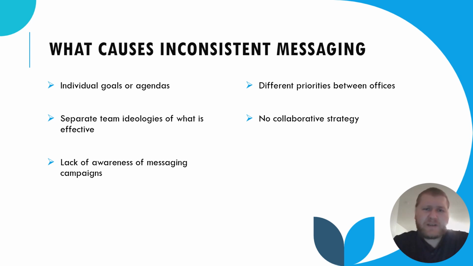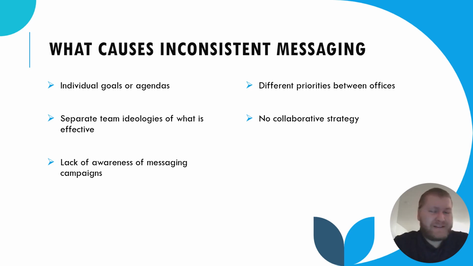Another thing that can cause some inconsistent messaging would be separate team ideologies. Maybe they have different things that they think are important for students and families to hear. So those differentiated offices can cause some inconsistent messaging if they think something is really important and then another office never really talks about those types of things. Again, that can create a little bit of confusion for the students and families as well.